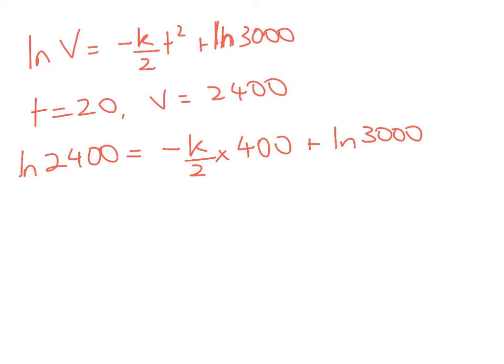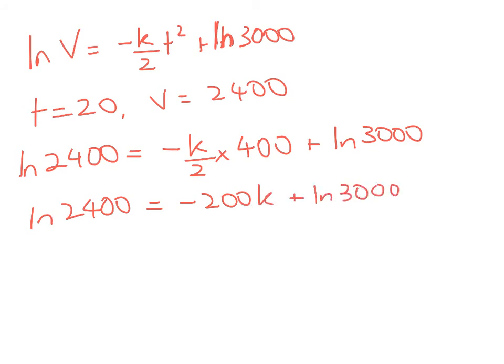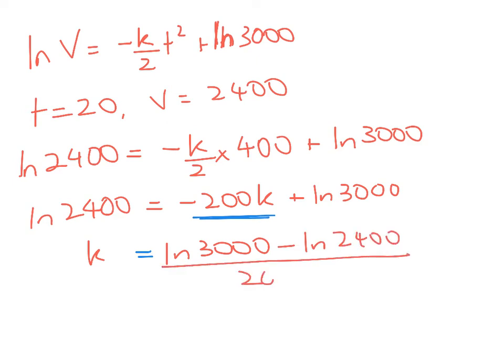So let's see what we've got. I'll do it slowly. You can forward if you've already got this. So log of 2400 is equal to negative 200k plus the log of 3000. So what does that give me? Well, pulling this over to the other side, we get k is equal to the log of 3000 minus the log of 2400 divided by 200. Now we could simplify that top line, that log, a bit more. That's the log of 3000 over 2400.